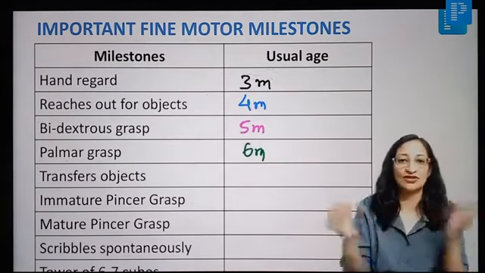Number of cubes put in our tower is 8 into 3. So at 2 years, 6 cubes; at 3 years, a tower of 9 cubes. Okay. Handedness. When does handedness appear? So handedness appears at around 2 years of age or 24 months. But handedness gets established by 3 years of age.